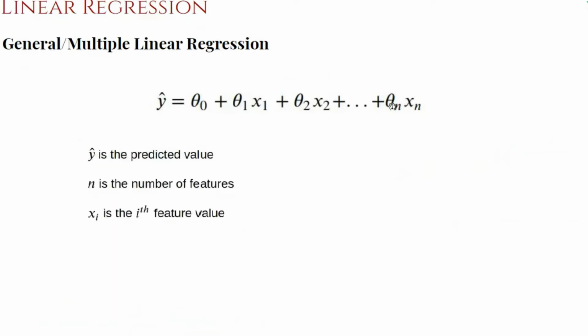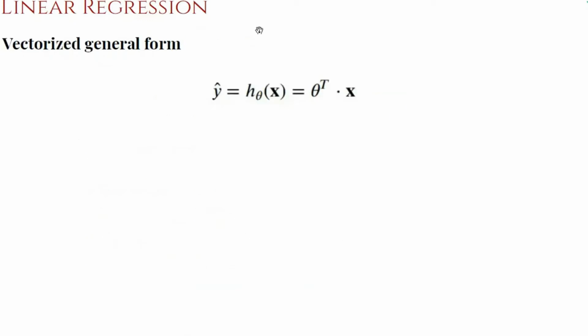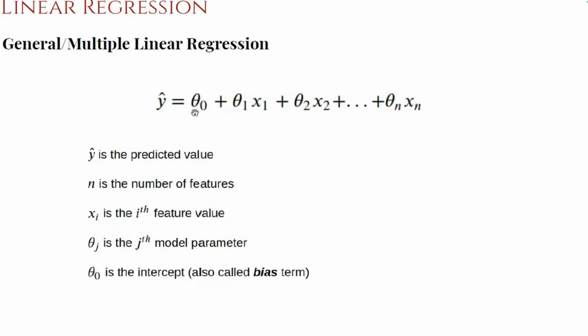So n is the total number of features that you're dealing with. These are your input attributes, the xi's. And thetas are the model parameters that you want to estimate. And this theta 0 has a special name. You can either refer to it as intercept, or you can call it the bias term as well. This is the expanded representation, like theta 0 plus theta 1 x1, theta 2 x2, and so forth.